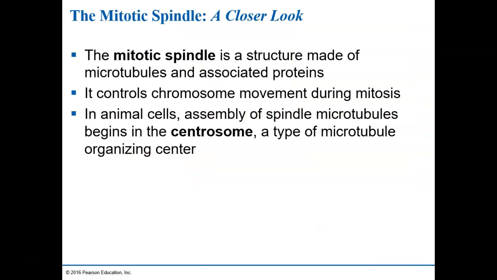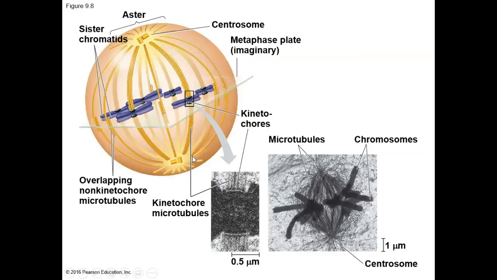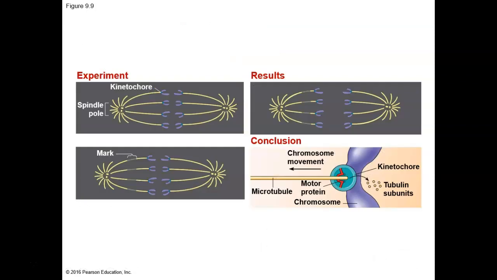So we can look a little more closely at the mitotic spindle. Like I told you, it's made of microtubules. It comes from the centrosome, which is a microtubule organizing center, an MTOC. And what's cool about this is that the microtubules actually attach to the chromosomes at a structure called a kinetochore. And there was a lot of work done to try to understand how the microtubule actually pulls the chromosome back towards the pole.